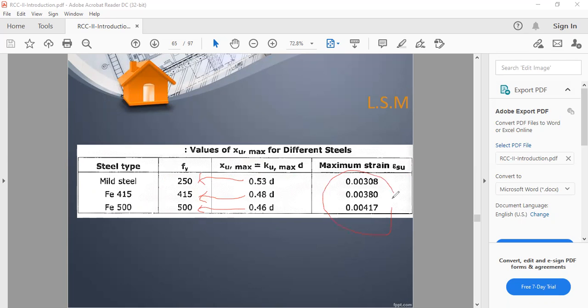And maximum strain, it is this one, 0.00308, 0.00380, and 0.00417. So this is the table. We have to consider it directly while designing the problem, depending on which grade of steel you are going to use. So depending on that, you have to directly take the value of XU max.